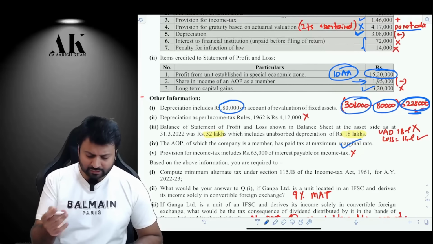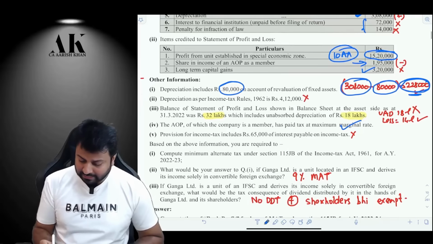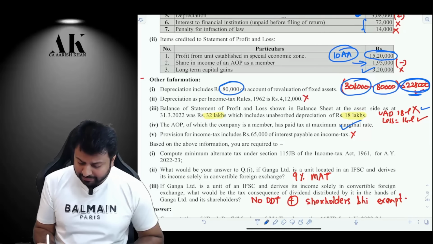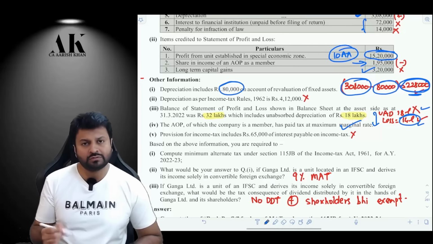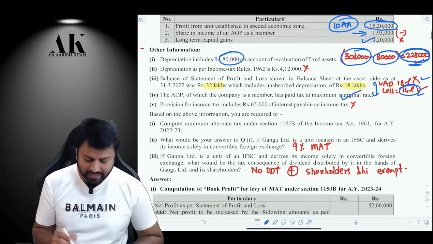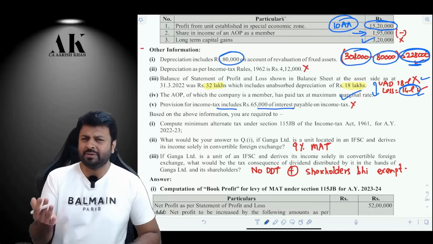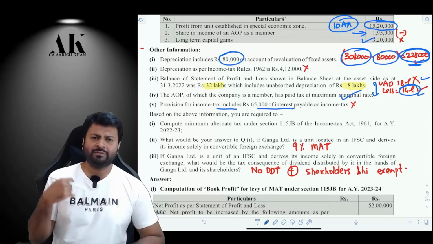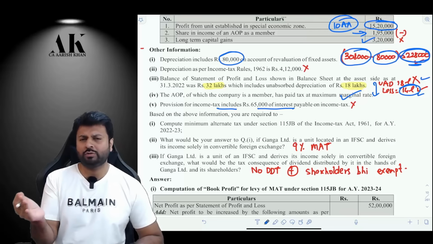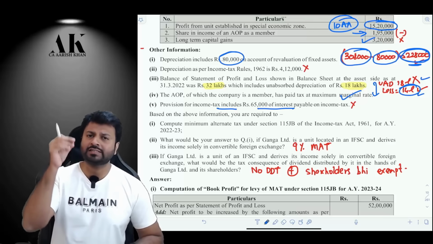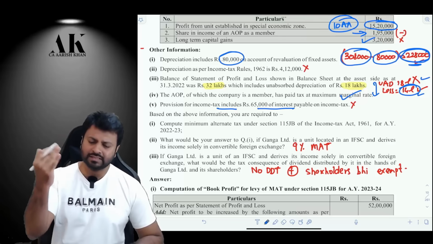Long-term capital gains are subject to MAT. They will be liable to MAT. Then the unabsorbed depreciation is 18 lakhs and the brought forward loss is 14 lakhs. So whichever is lower will be reduced from the book profit. So the lower amount is what? 14 lakhs. You can reduce 14 lakhs from your book profit. Okay. Your provision for tax includes interest also. Let it be part of it, because interest is also added back in MAT and provision for tax is also added back in MAT. So there is not going to be any adjustment regarding this, because provision for tax is also added back, and interest on income tax is also added back. So let it be part of that.